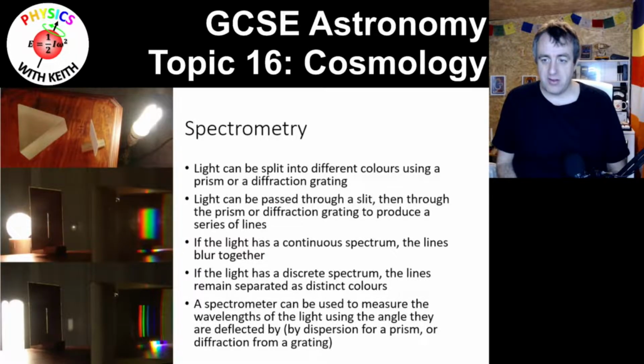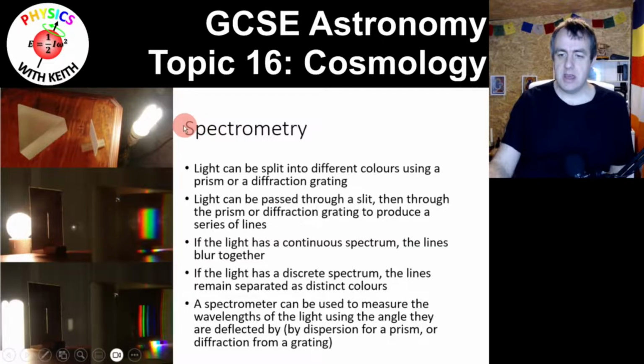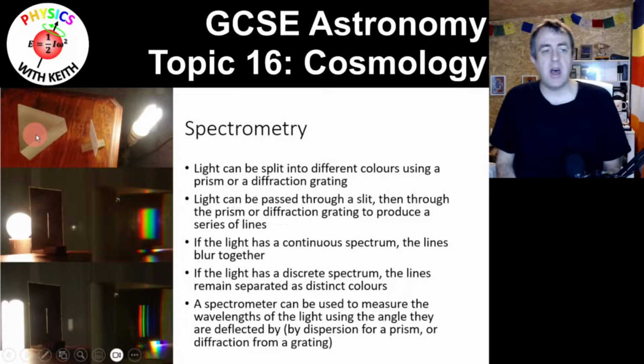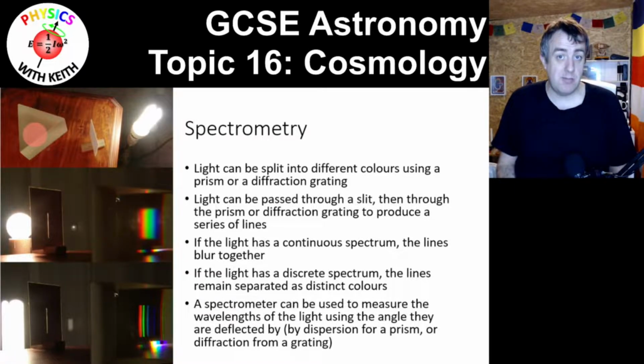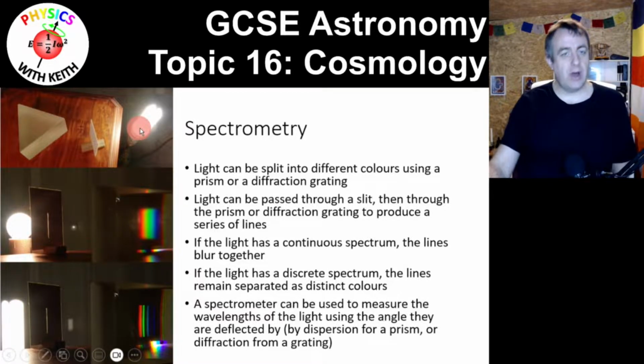So the diagram you can see on the top here, what we've got is a lamp, a slit and a prism. The slit is just a slit cut into a piece of card, and the prism is just a lump of glass shaped like a triangular prism. Now the lamp gives out light. It looks white. The light passes through a slit, which then passes through the prism.